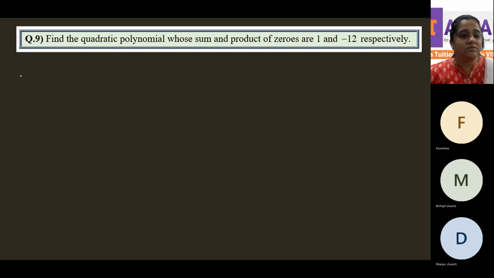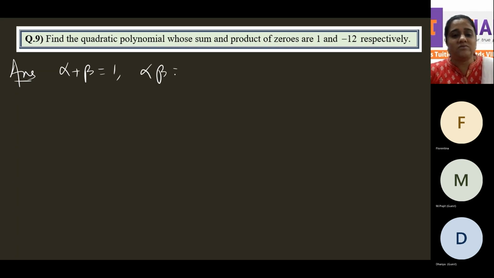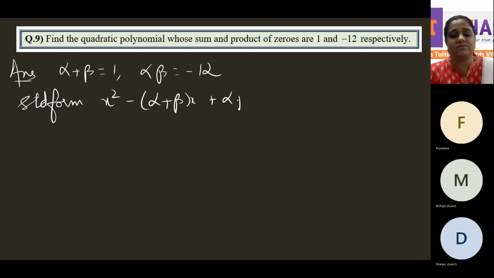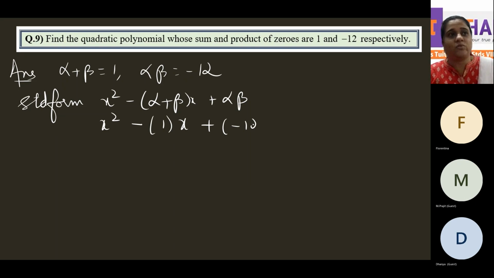One minute, I'll just redo this. We're given alpha plus beta is 1 and alpha beta is minus 12. So the standard form is x squared minus alpha plus beta of x plus alpha beta. Here alpha plus beta is 1, and alpha beta, the whole thing, is minus 12. So x squared minus x minus 12.